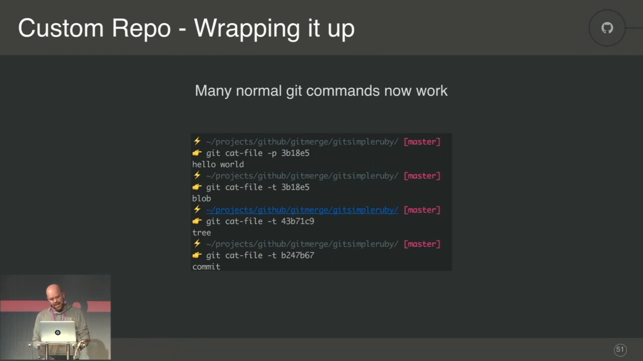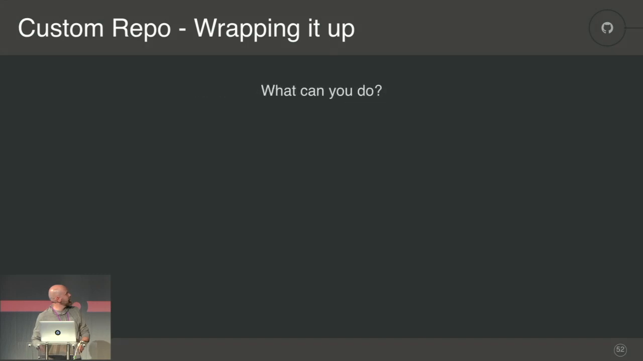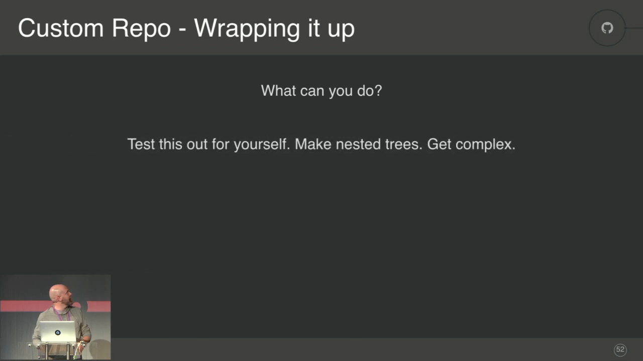Now, there's obviously far more complexity inside of Git on top of this. This was a fundamentals of how Git objects work, but the repository is functional. So what can you do with that knowledge? You can test this out for yourself. You can make some nested trees. You can get a little bit more complex. You can see how you write those different strings out when you add content on top of content.